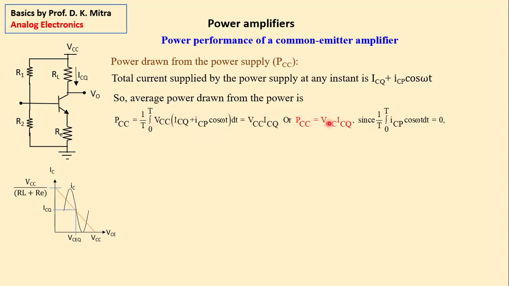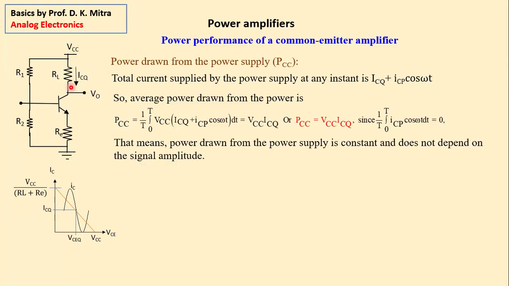So what is P_CC? It is V_CC I_CQ. The power delivered by the battery is only the battery voltage, maybe 10 volt or 12 volt, multiplied by the bias current I_CQ that you decided during biasing. Very surprisingly, it does not depend upon the signal amplitude. That means once you have designed the amplifier and switched it on, the power supply will keep on giving this power.